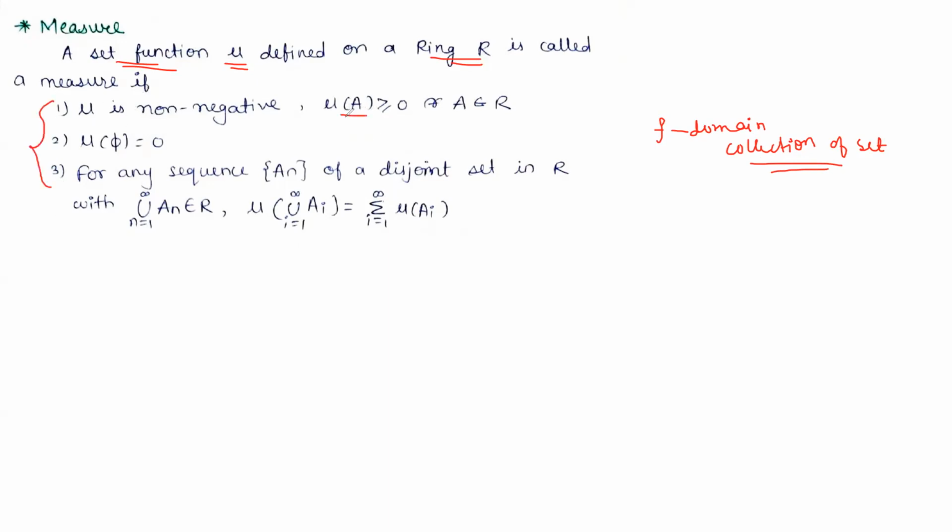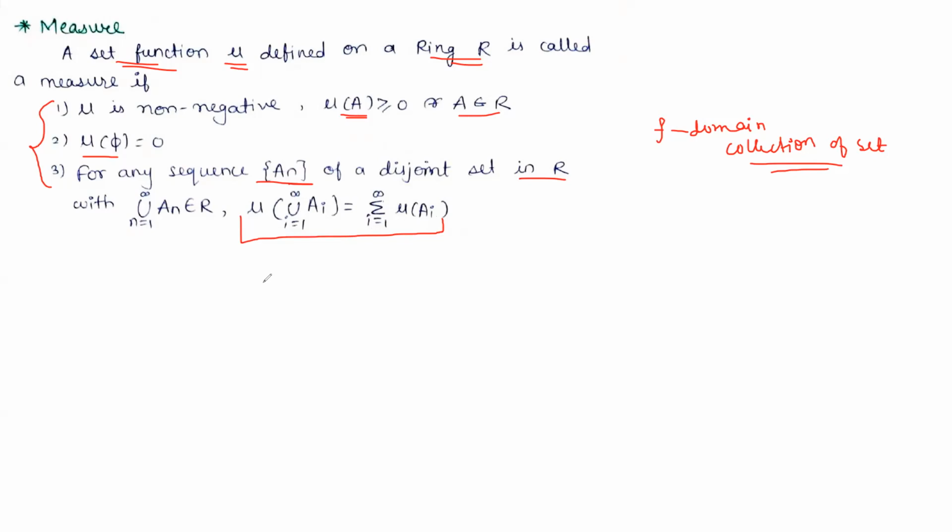First, the measure of any set A is greater than or equal to 0, that is non-negative, for A belonging to the ring R. Second, the measure of the empty set phi is equal to 0. And the third one is, for any sequence A_n of disjoint sets in R, the countable additive property is satisfied. That is, the measure of the union of these sets is equal to the summation from i equals 1 to infinity of the measure of these sets.